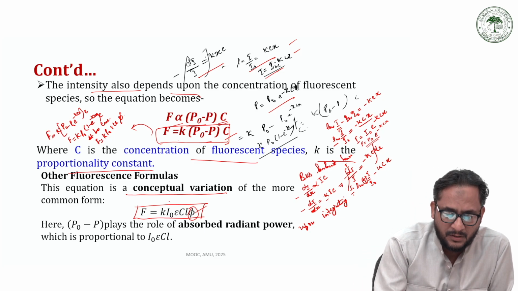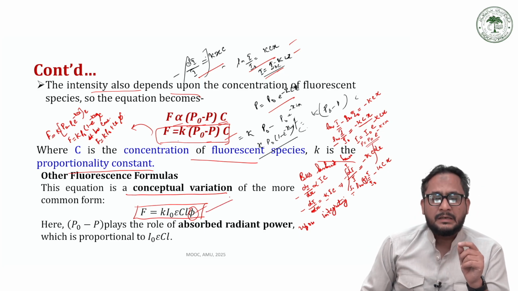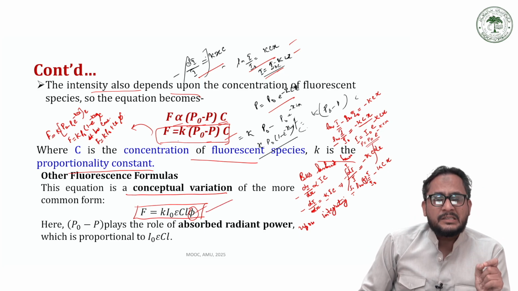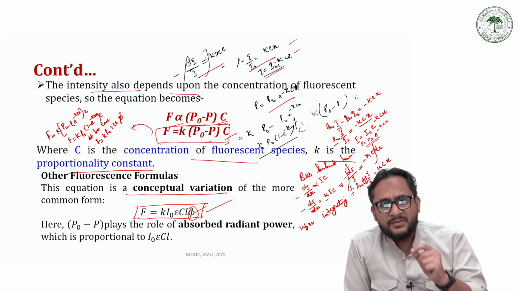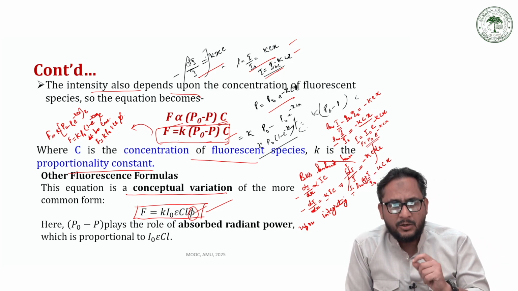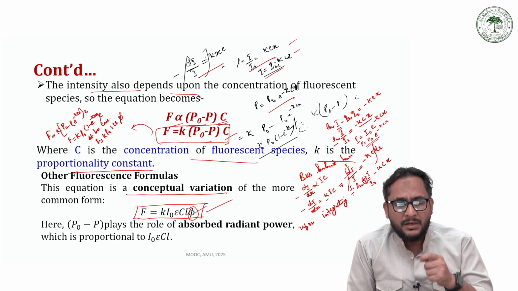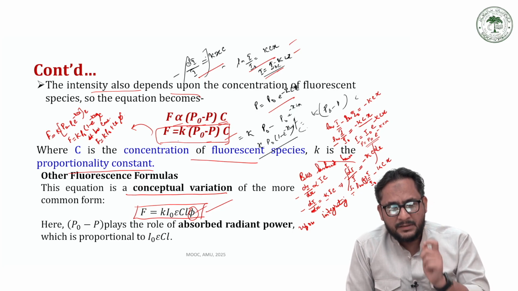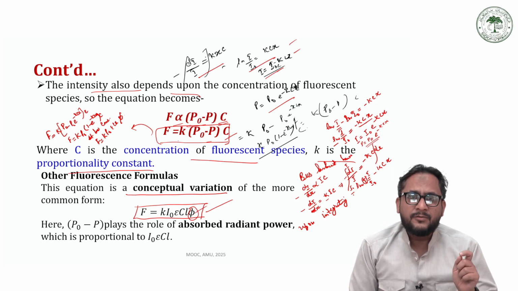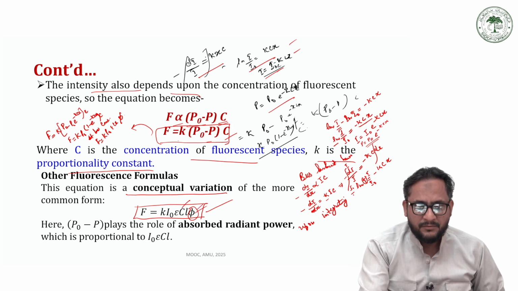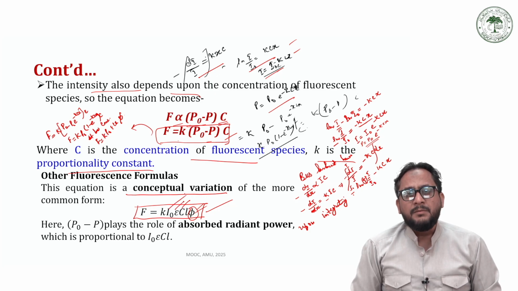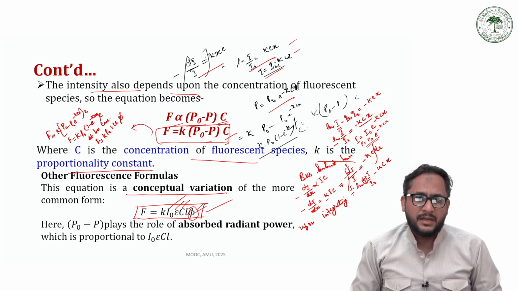So this is a more conceptual equation correlating the intensity of fluorescent light F with the intensity of incident radiation, represented by I naught, or sometimes by P naught. This equation also relates the intensity of fluorescence light with the concentration C, the quantum yield phi, molar absorptivity, as well as the power of the incident radiation P naught or intensity of incident radiation I naught. Both are the same.